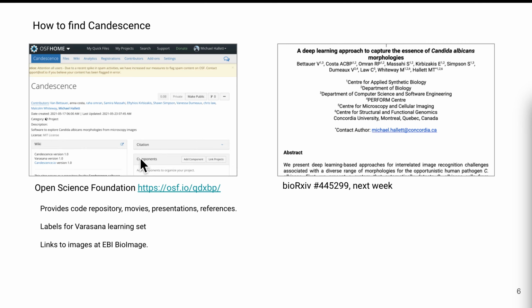And you can download the software and all of the data that went into creating it, all the code, everything else. It should be entirely reproducible via the Open Science Foundation website here. And our bioRxiv manuscript should be available sometime next week, I believe.